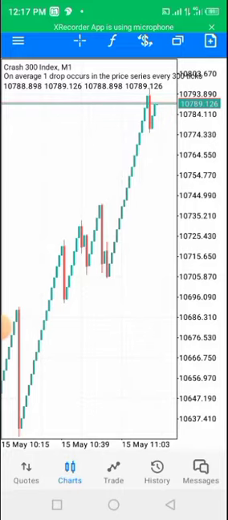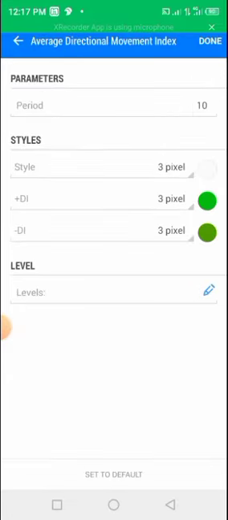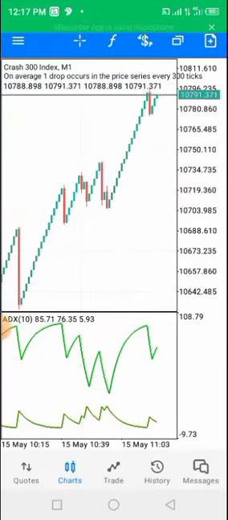So first of all, what we are going to do is turn on our indicators. First, you go to the Average Directional Movement Index, the period. You allow it to be on 10. I set it on 10. Then the style is 3 pixel. The plus DI is 3 pixel, minus DI is 3 pixel, and the colors are green. And you're done.